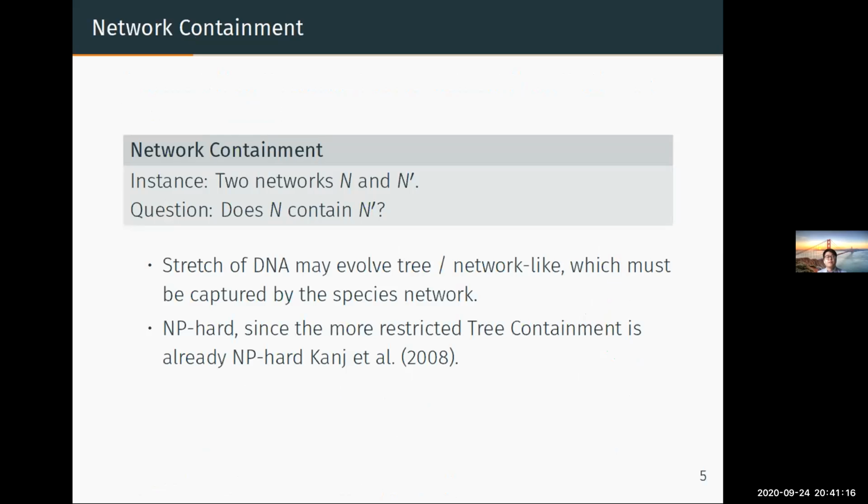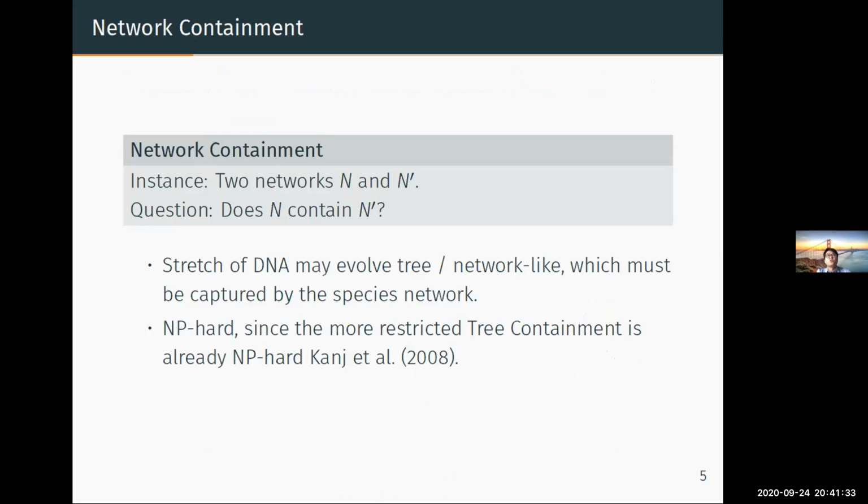And for the input, you're given two networks, N and N prime, and you're asked to see whether N contains N prime or not. And so what is the biological motivation for this? Why are we actually studying this problem?